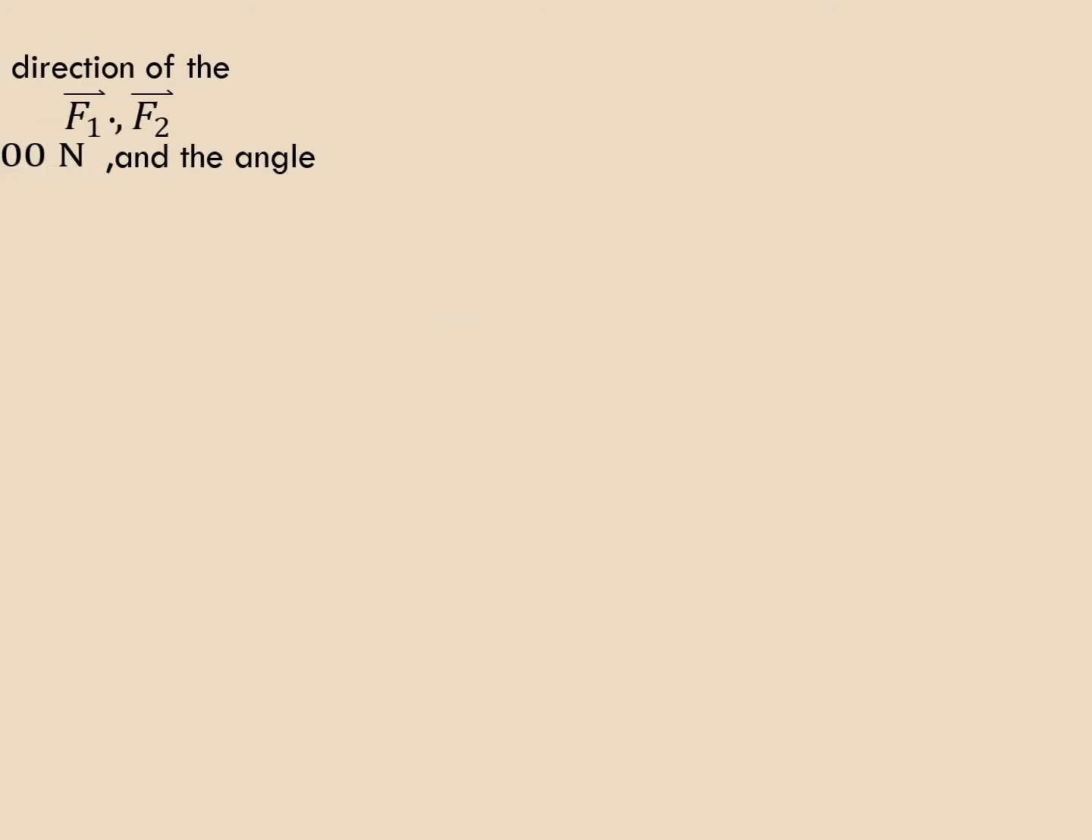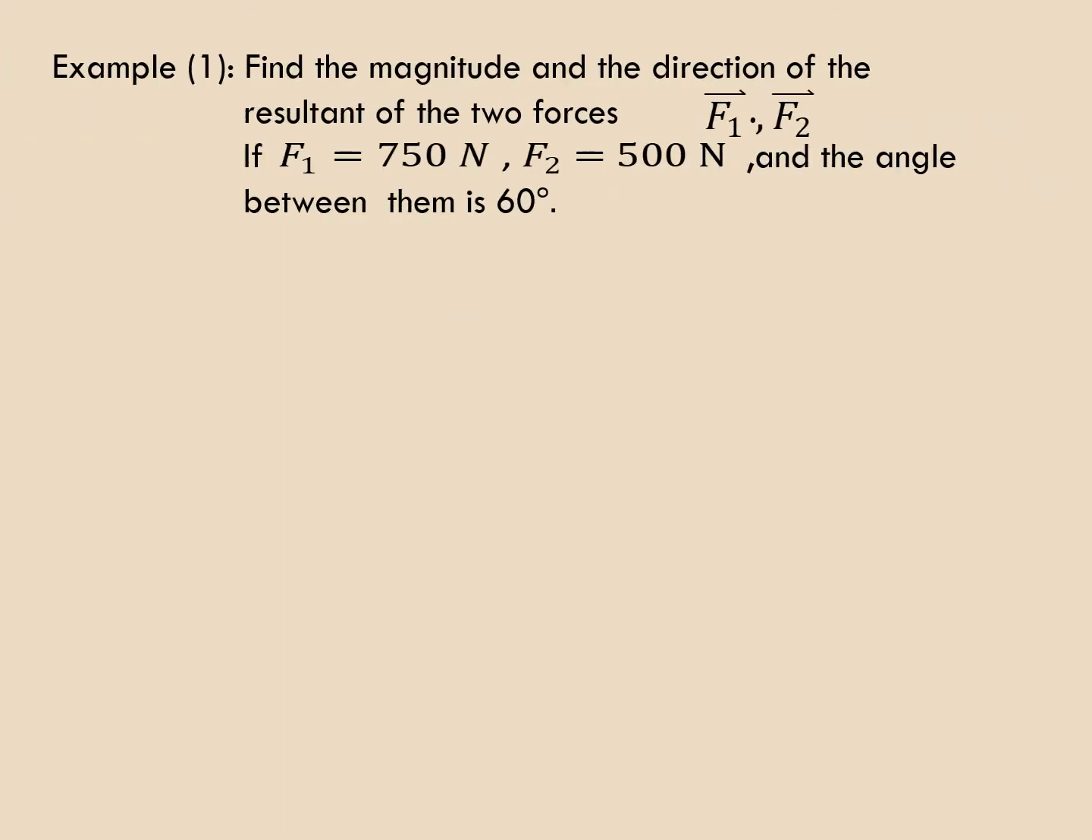Let's take an example. The first one: find the magnitude and the direction of the resultant of the two forces F1 and F2, if F1 is 750 Newton and F2 is 500 Newton, and the angle between them is 60. So alpha will be 60, F1 is 750 and F2 is 500.